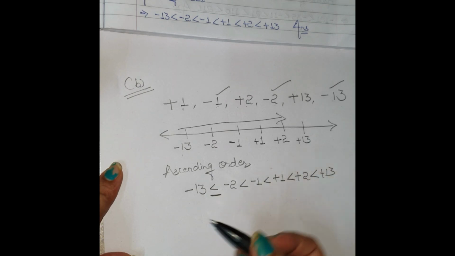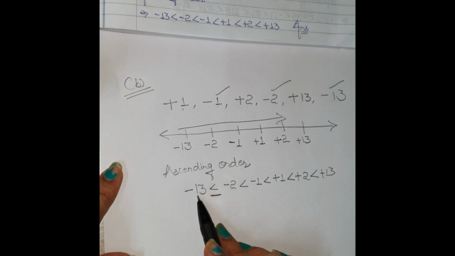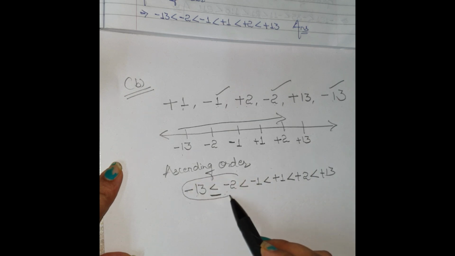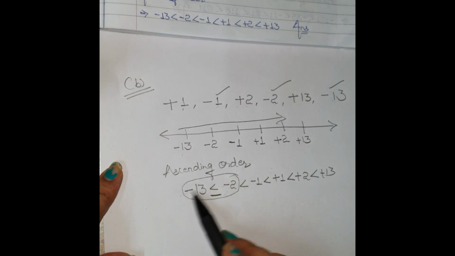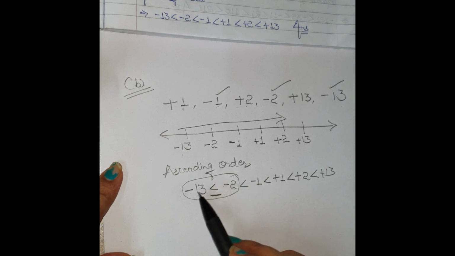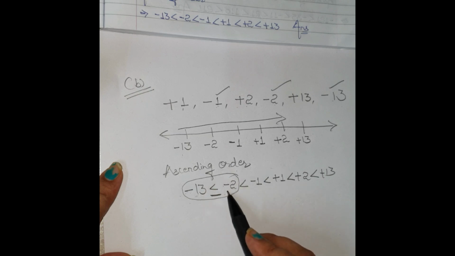Remember to put this sign because this side is smaller and the next one is greater. -13 is smaller than -2, as I have told you. Like when we take these two numbers, both are with minus sign, so the number which seems smaller is greater. Remember, so you can see that this sign is coming. So -13 is smaller and -2 is greater than -13.